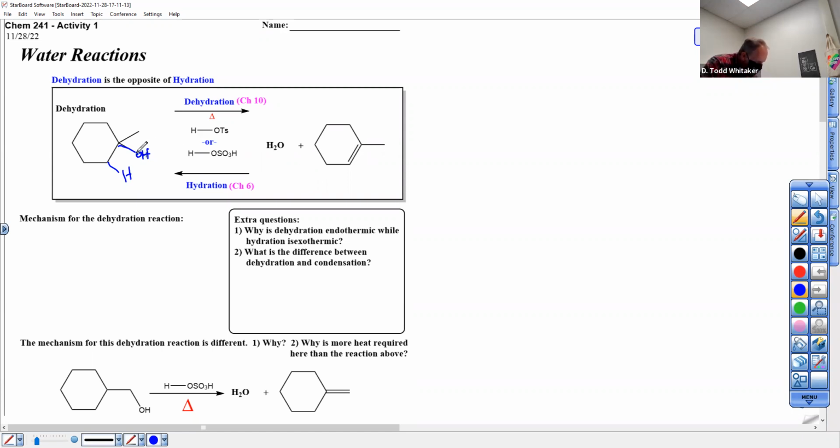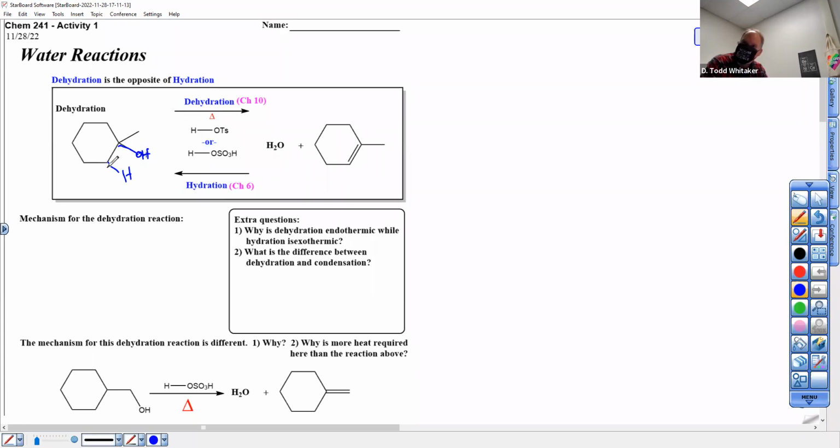So question 1, why is dehydration endothermic? There's heat required, while hydration is exothermic. That's going backwards. It's exothermic. And you got to talk to me about stability when you talk about thermicity. Endothermic means you got to put heat in because the products are less stable than the reactants. So here's the translation of your question. Why is this product much less stable than the reactant?